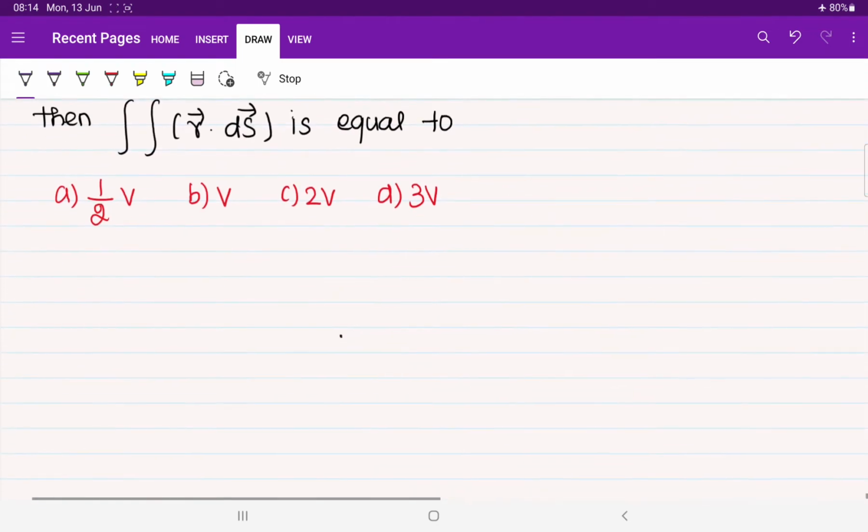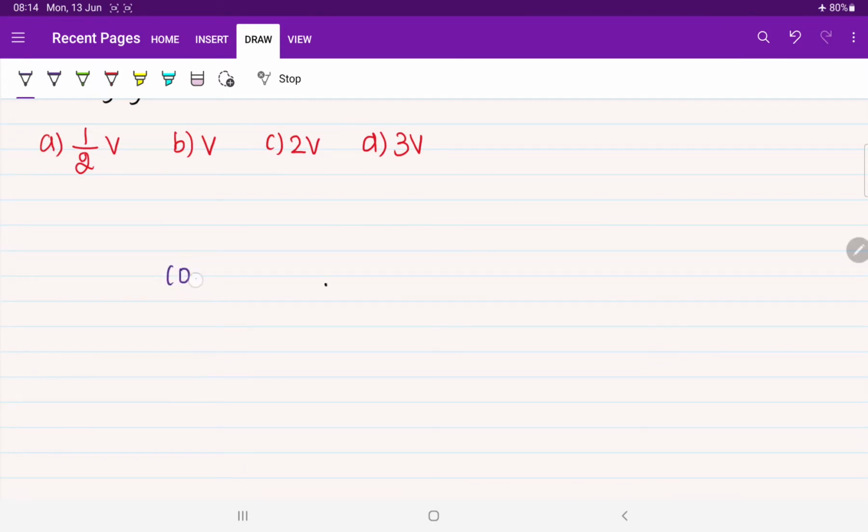Position vector means from 0, 0, 0, in three dimensions, we consider any one random point on a space, x, y, z. The distance between the origin and that random position is considered the position vector. Let me consider this point as x1, y1, z1.